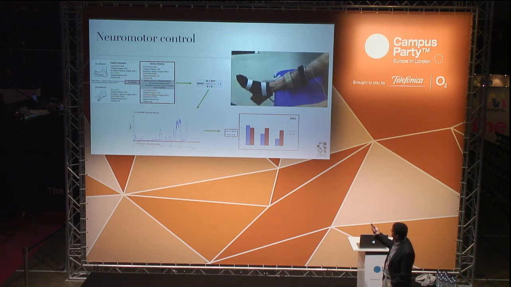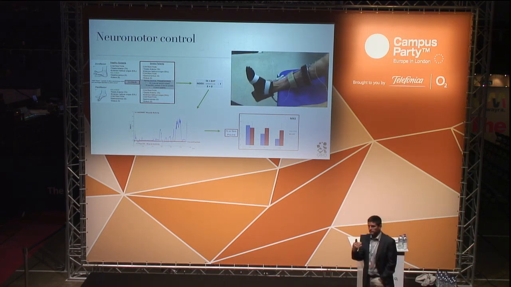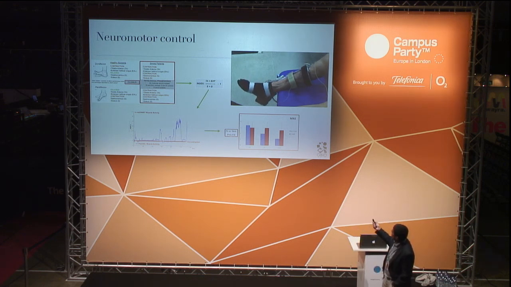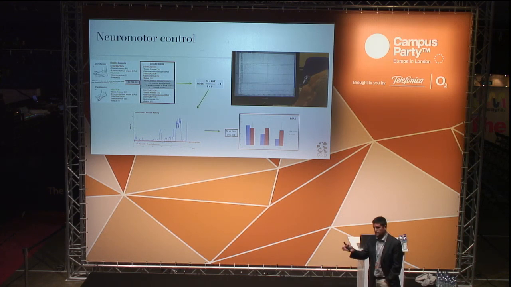So basically, we are just passively moving the ankle. At the same time, we are recording EMG activity here. We are computing those weights that I was showing before. We are looking at whether this therapy is leading towards the healthy situation for the coordination of the spinal cord level. And we are just giving him on the screen information on whether he's going in the right direction.